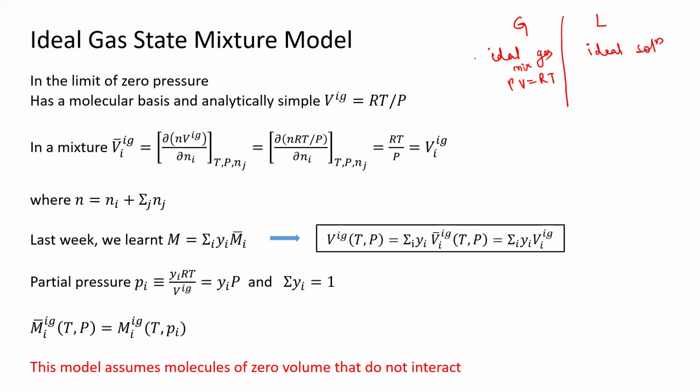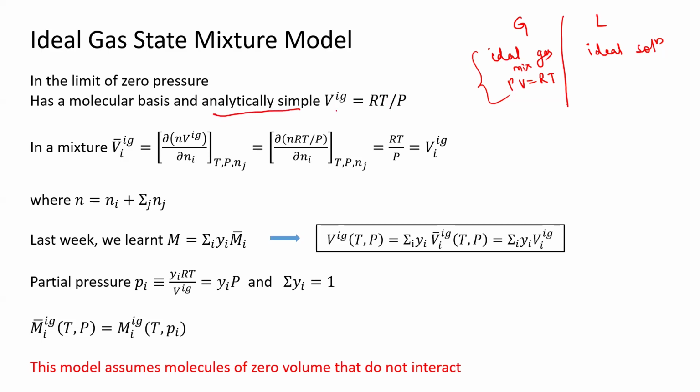Now today we are going to discuss the ideal gas mixture model. This is mostly valid in the limit of zero pressure, and it can be considered for so many systems because it has a molecular basis. It assumes zero volume for the molecules, and it assumes no interaction among the molecules. Those are the only assumptions here.